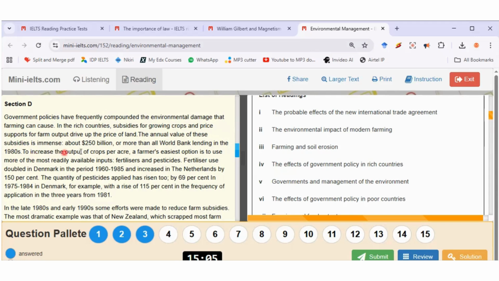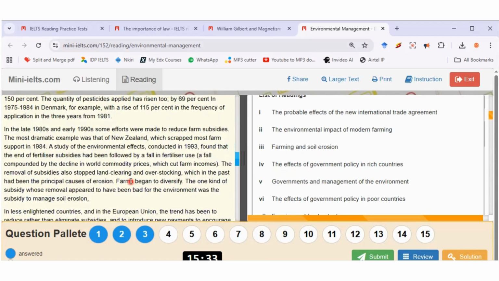Okay, to increase the output of crops per acre, farmers' easiest option is to use more of his most readily available inputs, fertilizers and pesticides. Fertilizers use doubled in Denmark in the period between 1960 and 1985 and increased in Netherlands by 150%. The quantity of pesticide applied also increased. So all these things, they are pointing toward government policy.